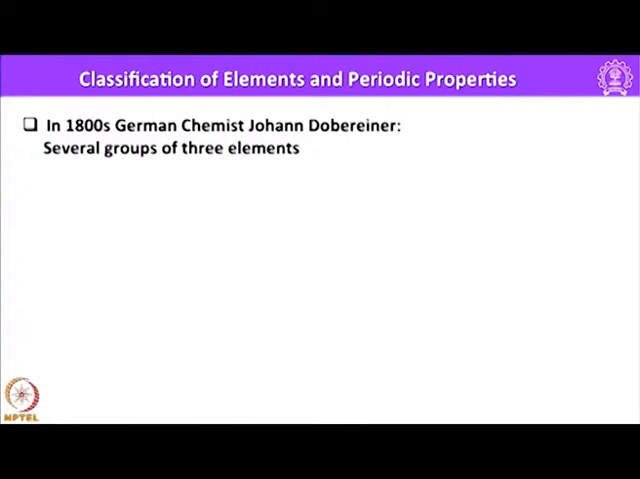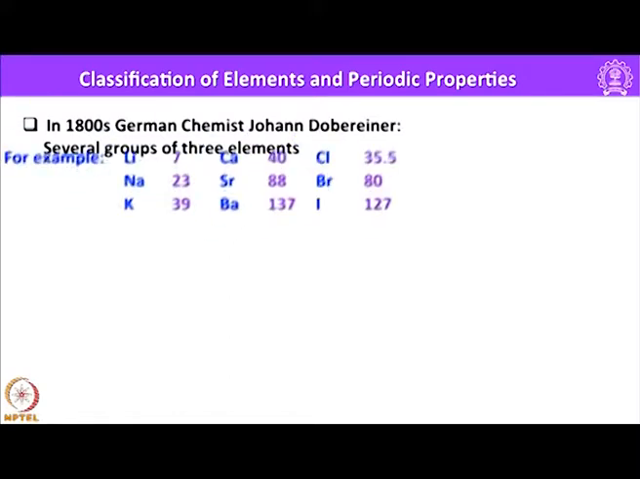So, in 1800, the German chemist Johann Döbereiner tried to come up with a method of organizing all known elements. In his attempt, he made several groups of 3 elements each and he called them triads.